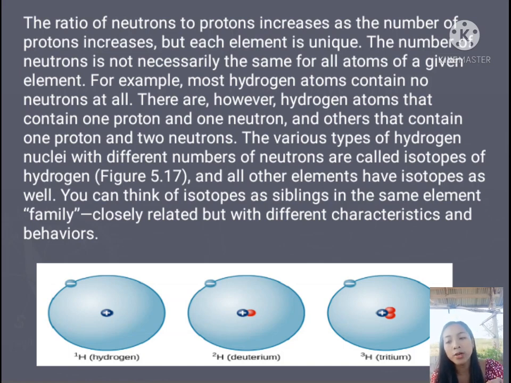So when the number of protons, the positively charged particles, increases, the neutrons also increase. Each element has a different ratio because each element is unique. The number of neutrons is not necessarily the same for all atoms of a given element. For example, most hydrogen atoms contain no neutrons at all.